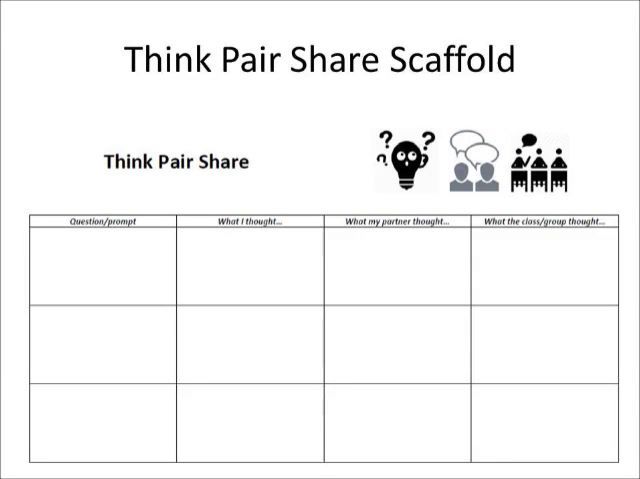The second column is space for students to write ideas during the think part of the activity. The third column is space for students to write their partner's ideas during the pair part of the activity. The fourth column is space for students to write the ideas of other class members during the share part of the activity.